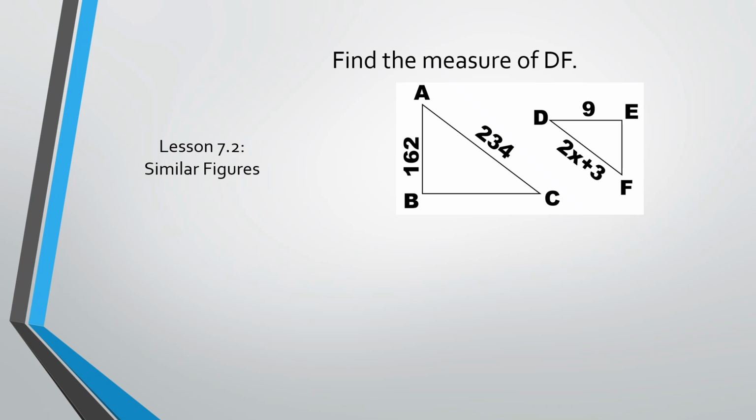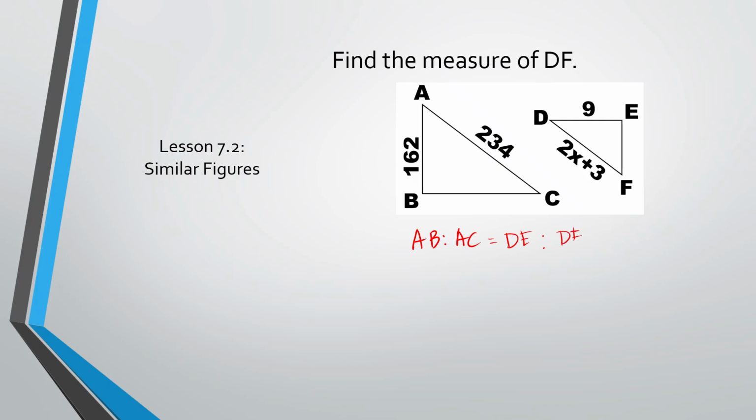Done already? So again, the process: whenever you find the value of DF, first things first, you have to write the first ratio on the first triangle, which are present. That is AB is to AC. Then for the second ratio, you have to write the ratio based from their corresponding sides. So the corresponding side of AB is DE, and the corresponding side of AC is DF.